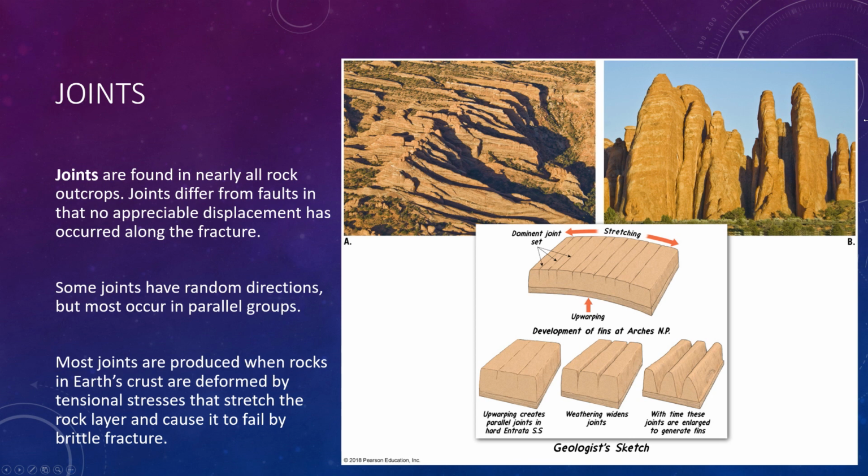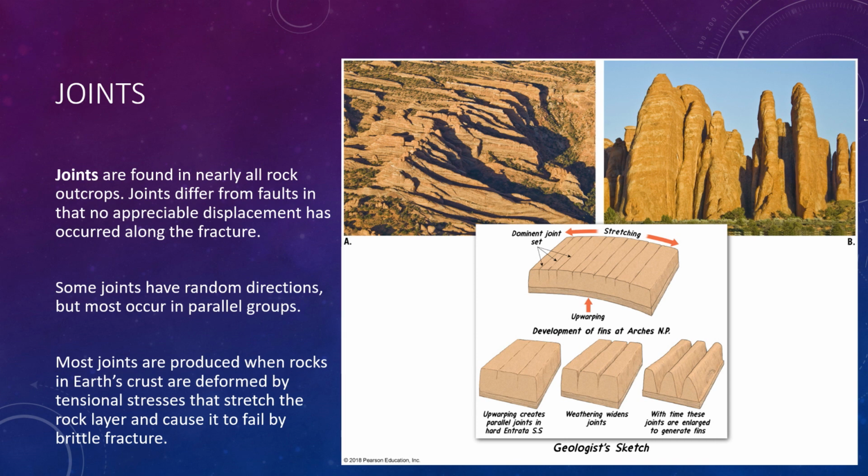And last but not least is the concept of joints. Joints are among the most common geological structures and can be found in nearly all rock outcrops. As mentioned earlier, joints differ from faults in that no appreciable displacement has occurred along the fracture. Although some joints have random orientations, most occur in roughly parallel groups. Most joints are produced when rock and Earth's outermost crust are deformed by tensional stresses that stretch the rock apart and cause it to fail by brittle deformation.